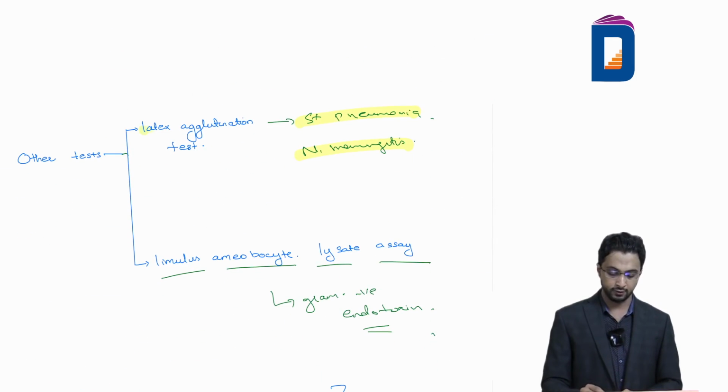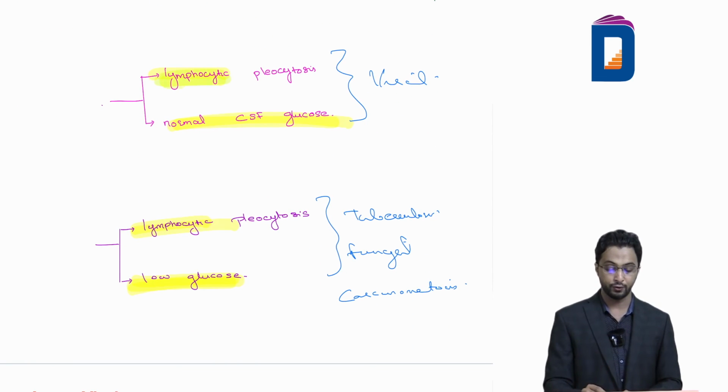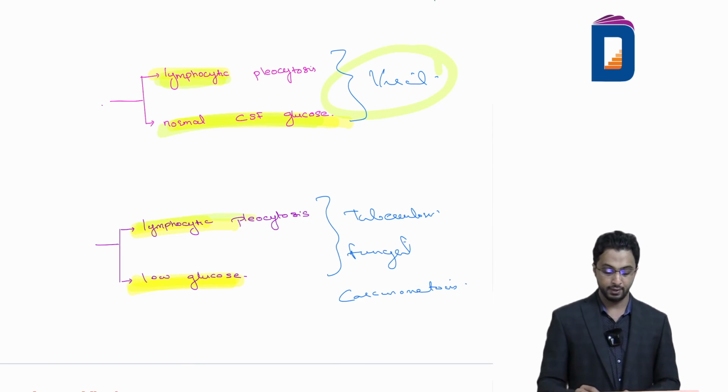Then you come on to other tests: latex agglutination for Streptococcus pneumoniae and N. meningitidis, and the Limulus amoebocyte lysate assay, which is for gram negative endotoxin. So as I've told you, if there are lymphocytes and normal glucose, it is viral. If lymphocytes and low glucose, it is tuberculous, fungal or carcinomatous.